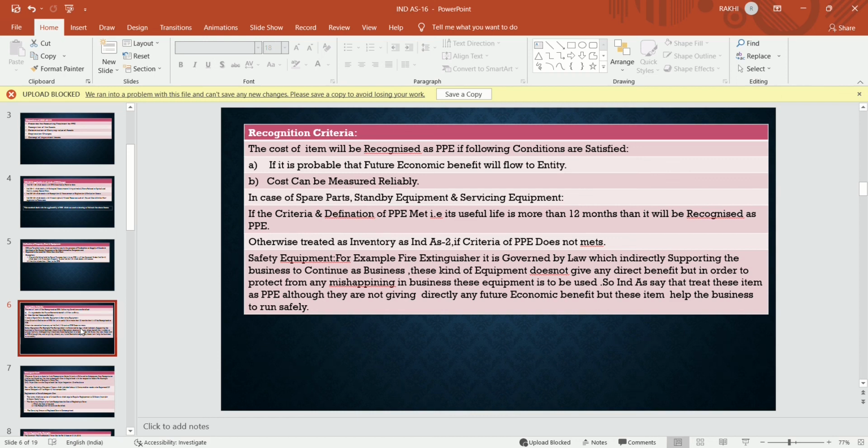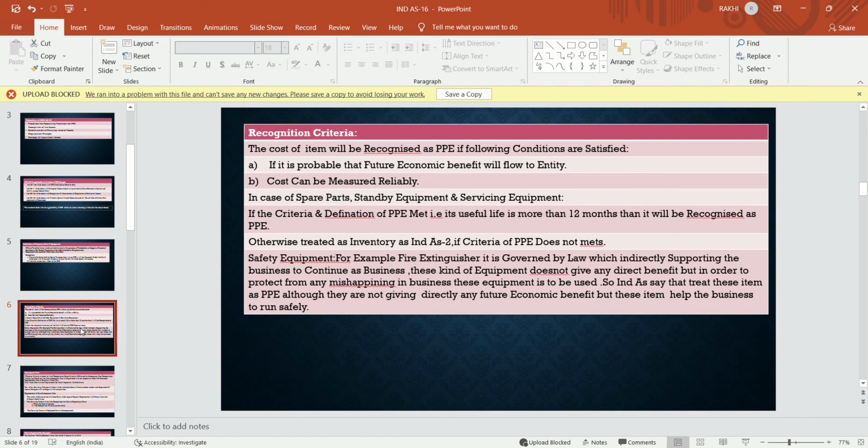Cost can be measured reliably. We can easily find the cost of the assets. We can measure the cost easily, reliably. And for the asset which we are recognizing as property, plant and equipment, there is some future economic benefit which the company derives from that asset. There is a probability that the company will gain some benefits from the use of that asset, which flow to the entity. So then only the company will recognize that asset as property, plant and equipment.